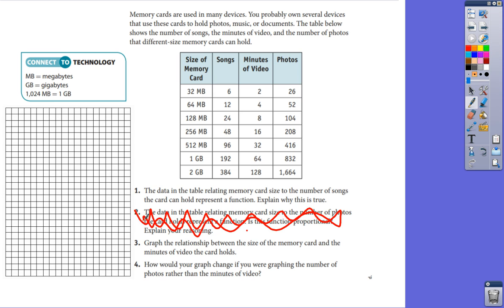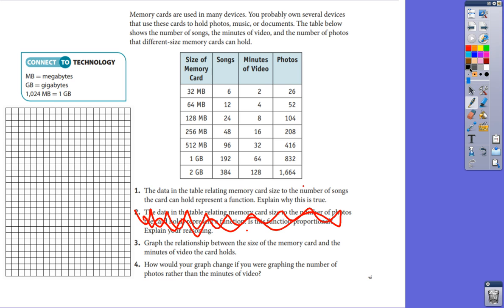Okay, number 1. The data in the table relating memory card size to the number of songs the card can hold represents a function. Explain why this is true. So it's already telling us it's a function. We just have to say why it is. All right. So our textbook answer is going to tell us that the data relating to memory card size to the number of songs represents a function, since for every number representing the size of the memory card, there is only one number of songs the memory card holds.